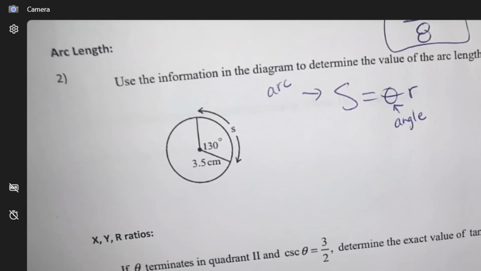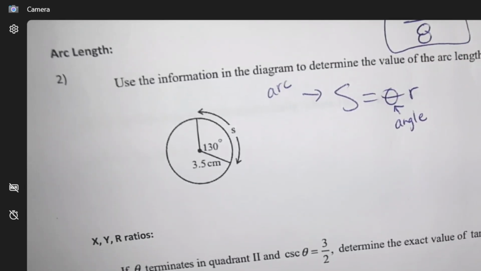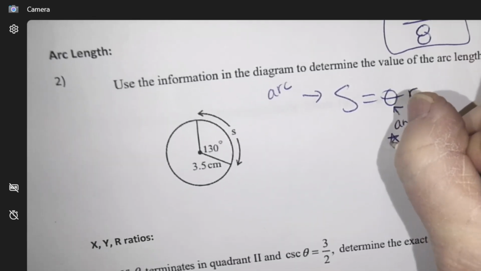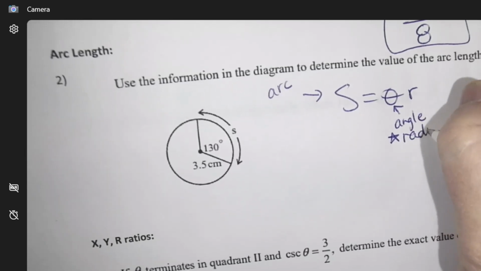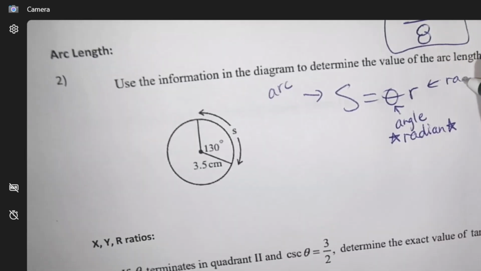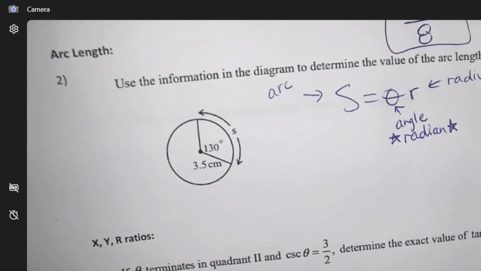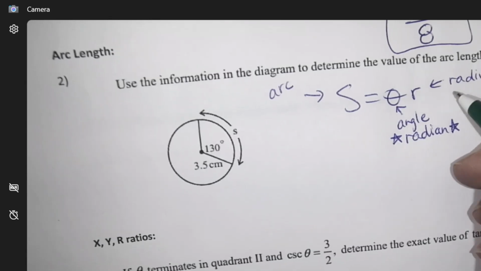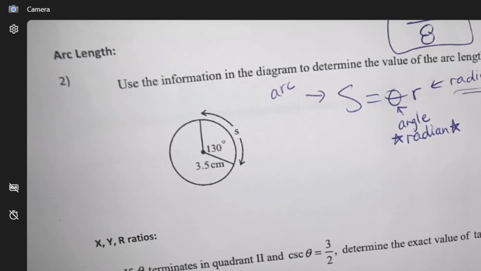What do you know about the angle when we use this formula? When we use this formula, it has to be in radians. And then this is the radius. So don't be confused: radian, radius. Be careful. How could they probably trick you? They might give you a diameter. Don't be tricked. Diameter, radius, right?